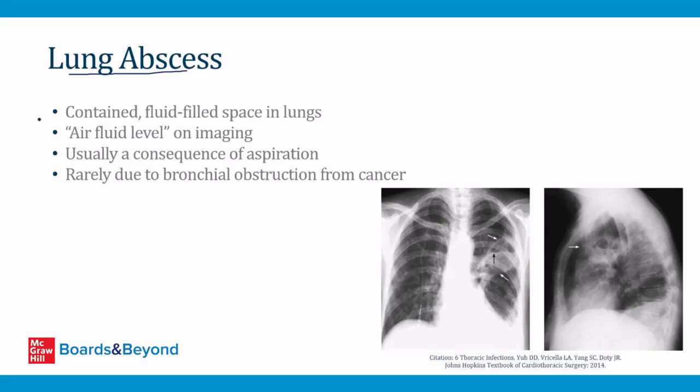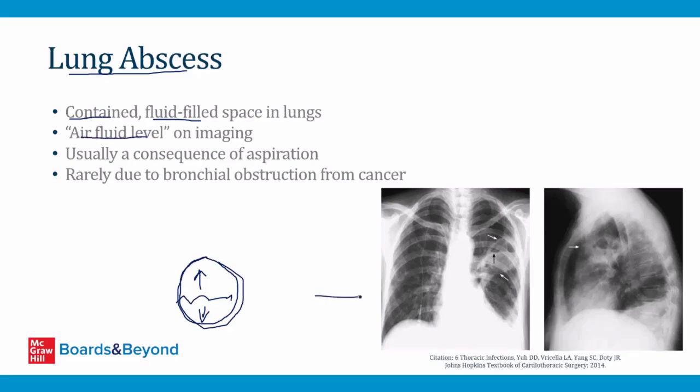A lung abscess is a well-contained area within the lung that contains fluid and air. Basically, inflammation creates a wall around an area of infection, and you get some fluid and some pus down at the bottom being pulled down by gravity. At the top, you have air because air was inside the lungs when this area was walled off. This means that on imaging, what you'll see is an air fluid level.